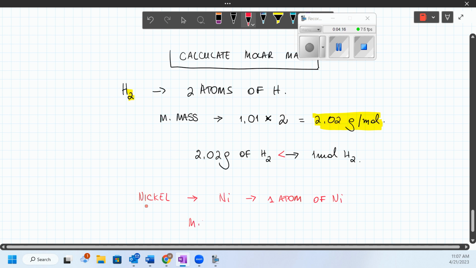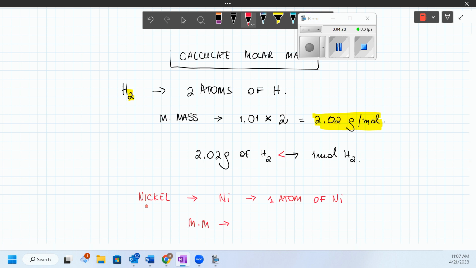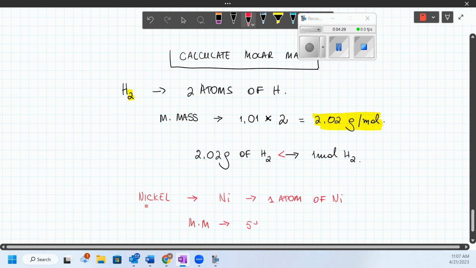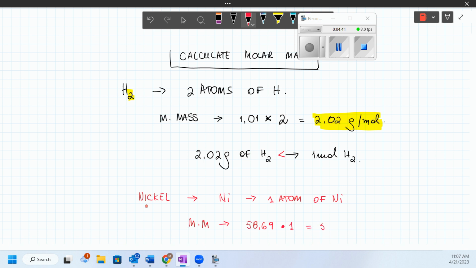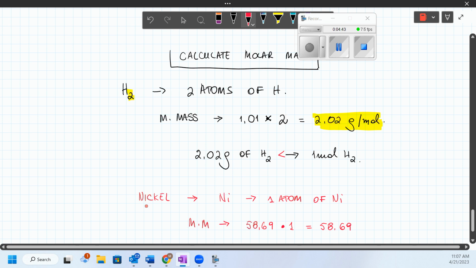Therefore, to calculate the molar mass, we ask, what is the atomic mass of nickel? We'll go to the periodic table. We'll refer to the number that is in decimals, 58.69 grams per mole, times the number of atoms that we have, which is 1. That means that we will have 58.69 grams per mole as the molar mass of nickel.